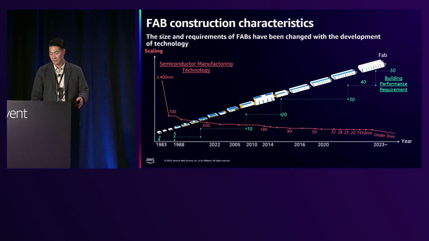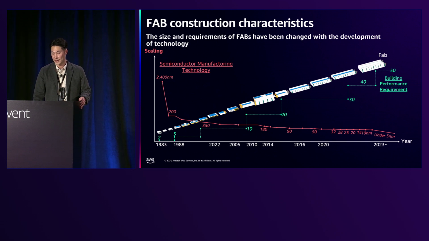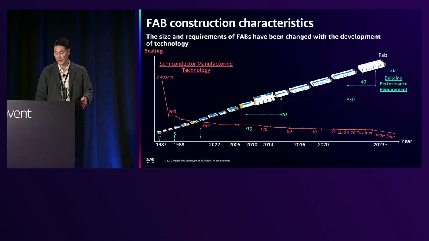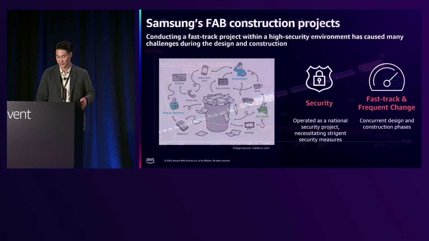Designing and building fabs is not only very complex, but their size and performance needs have also changed as chip technology has improved. In 1983, chips were made using 2100 nanometer technology. By 2020, this has advanced to 3 nanometer technology. As more advanced technology is used for making chips, the requirements for the buildings that support this process have become much stricter. This has made it necessary to use more advanced design methods for fab construction.